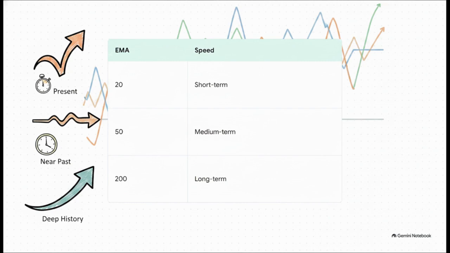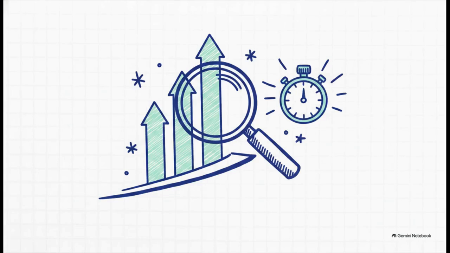By combining these 3 together, you're essentially looking at the present, the near past, and the deep history of an asset's momentum, all simultaneously. Let's break them down, starting with the 20 EMA.